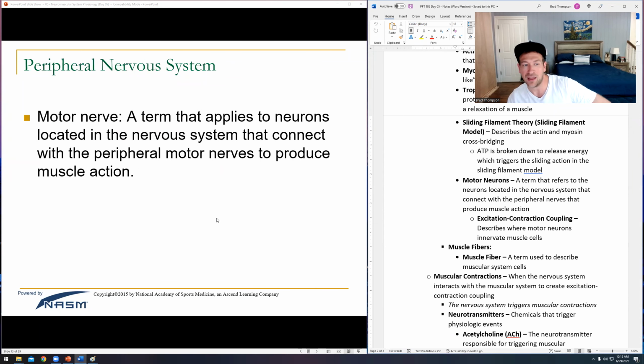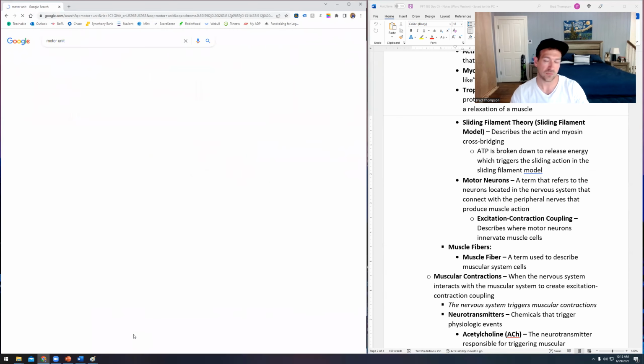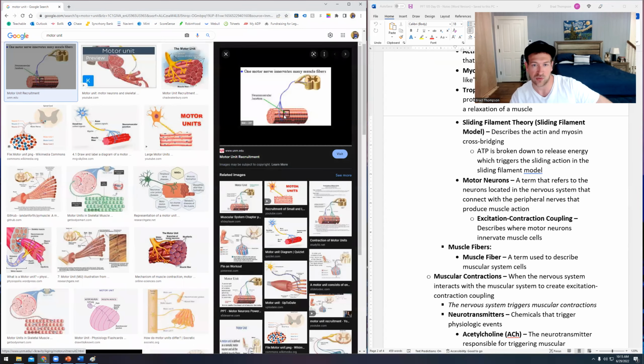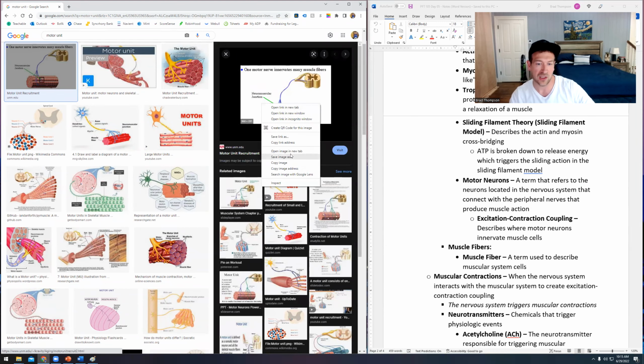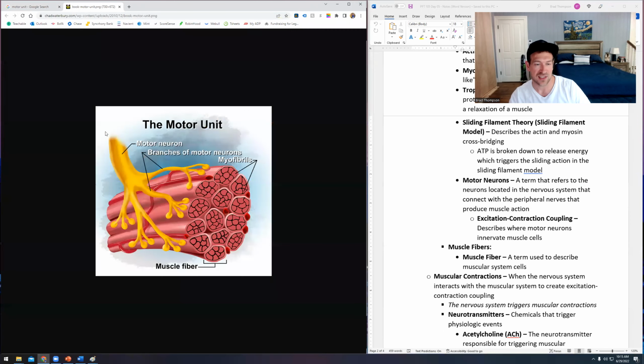So as we're talking about motor neurons, right? Motor neurons from the nervous system are responsible for making this happen. So this is a term that refers to the neurons. If you look at a motor neuron, we're going to look at a motor unit actually. You'll see it is where one neuron is running down, and then look at this individual muscle fiber right here. You can see this neuron runs down and it interacts with all of the various muscle fibers. These are each individual muscle cells that we're seeing here.